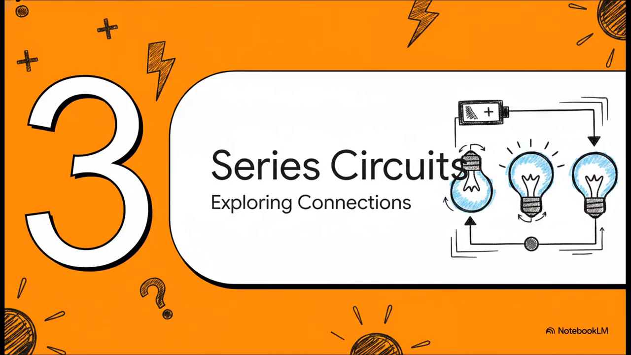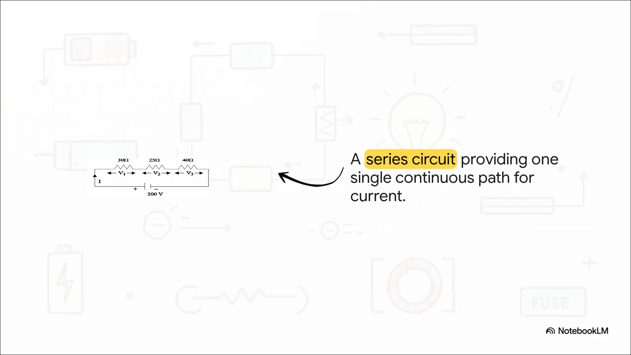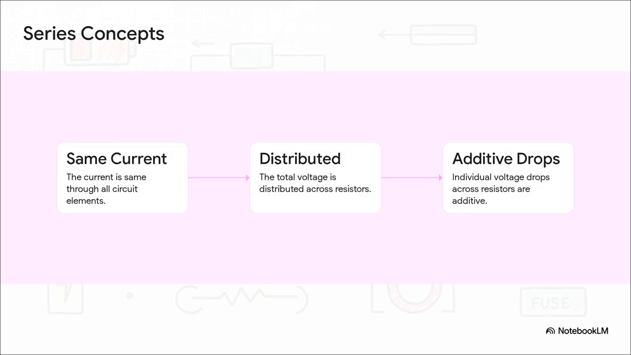All right, let's see how we actually wire these things up. Section 3, Exploring Series Circuits. A series circuit is essentially a one-lane highway. Imagine a 200-volt source pushing current through three distinct resistors, say 30, 25, and 40 ohms, all stacked in a single line. There is only one continuous path for those electrons to travel from the positive terminal all the way back around to the negative one. And because that current literally has nowhere else to go, step 1, it stays perfectly constant through every single element. It's exactly the same throughout.